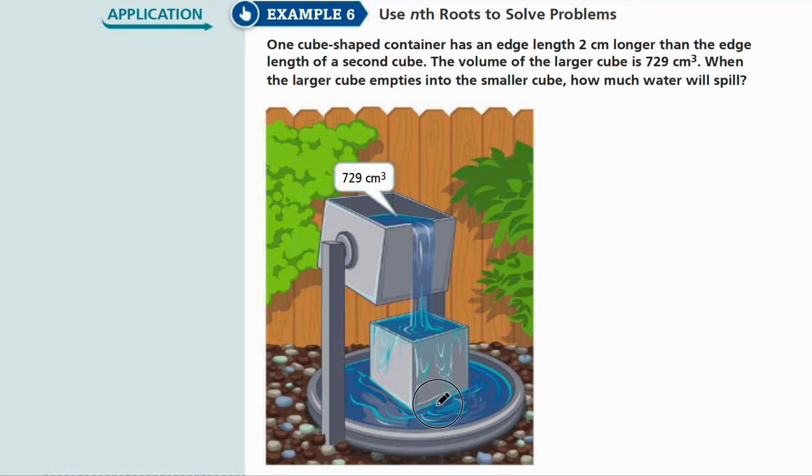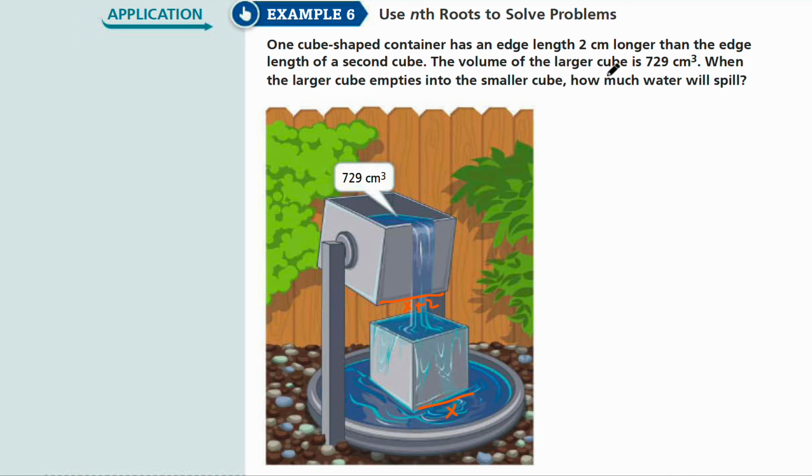So the edge length, if this is x, you have x plus 2. The volume of the larger cube is 729 cubic centimeters. When the larger cube empties into the smaller cube, how much water will spill? So the water that will spill would just be the water that is left over from the volume, right? So the volume of the bigger one minus the volume of the smaller one would be all the leftovers. So that's what we're trying to get.